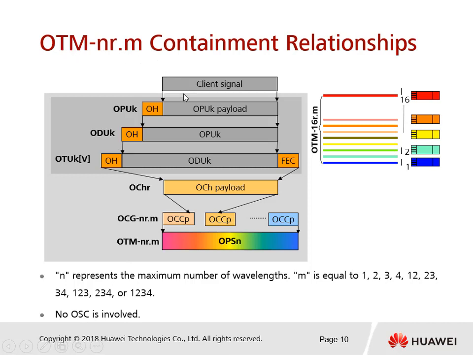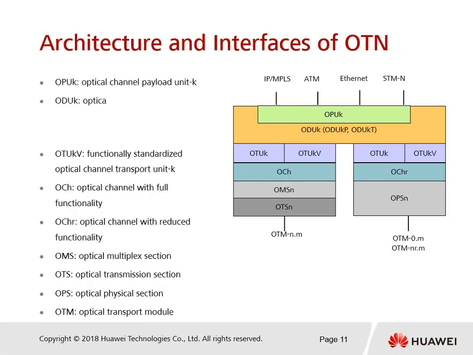And for here, pay attention, we have the OPUK signal, ODUK signal, OTUK signal, and we have different background colors. So the OPUK, ODUK, OTUK are electric layer signals. And the OCH, the OMS, and the OTS are optical layer signals. Okay, so here we show you the architecture and interface of the OTN.